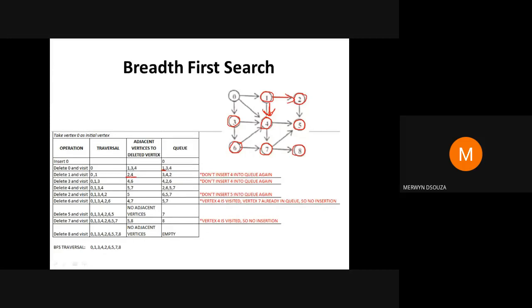This is the way we are inserting. We have put both these vertices inside the queue since they are in the initial state. Now 1 has already been deleted. Here we have deleted 1. So what is left in your queue? 3 and 4.